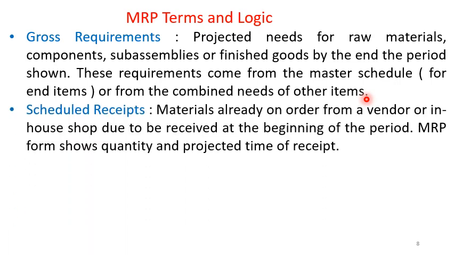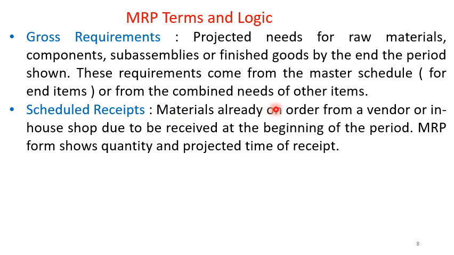Scheduled receipts. What are scheduled receipts? These are the materials already on order from a vendor or an in-house shop, due to be received at the beginning of the period. So you have a gross requirement and you have already ordered. You have ordered from a vendor or from an in-house shop, but you have not received the material. The order is placed, the supplier has been told about the order and is in the process of supplying you, but you have not received it. So it becomes a scheduled receipt. Correct?